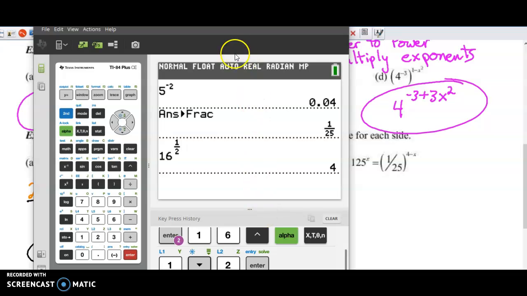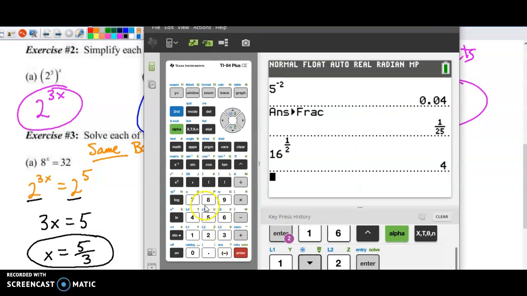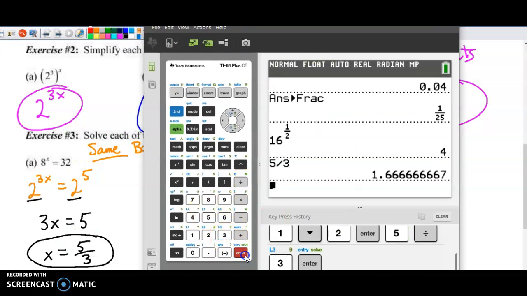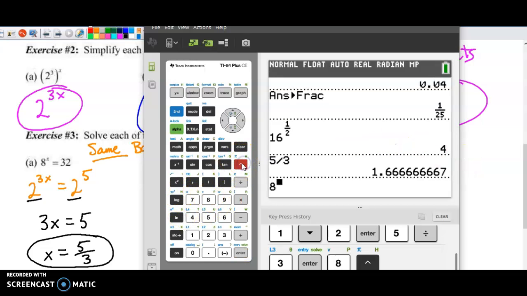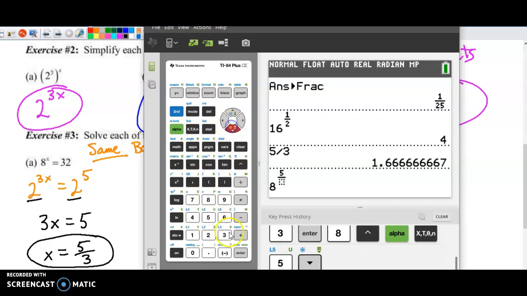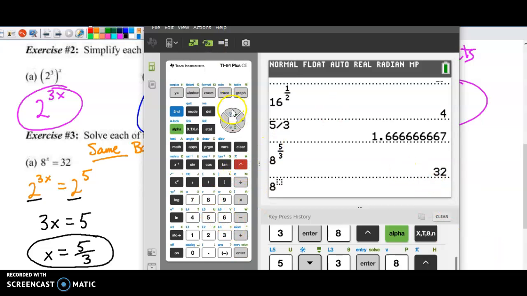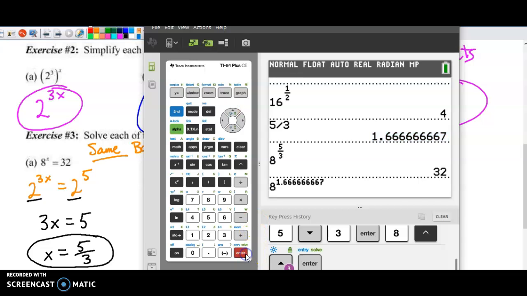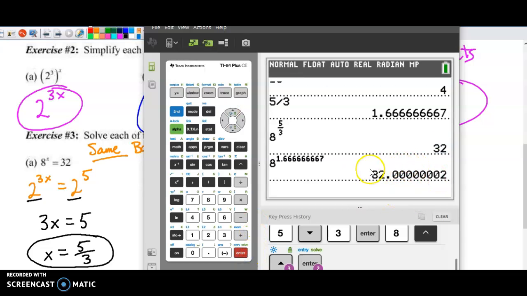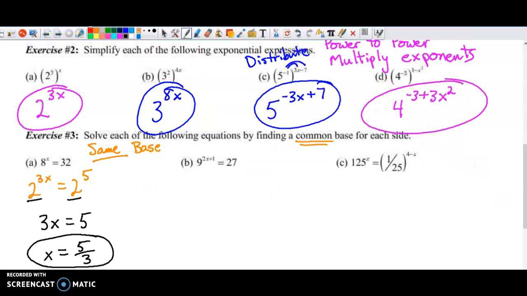Just kind of a heads up. If you change that to a decimal, I will probably give you full points. But if you check your work and you type it in as a fraction, 8 to the 5/3 power, you actually get the exact value of 32. Because I've had students in the past who type that in and think they're wrong because it's rounding answers. But yeah, 5/3 is a perfect answer.